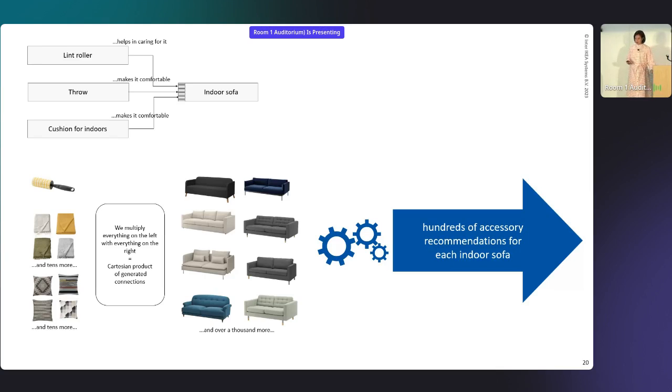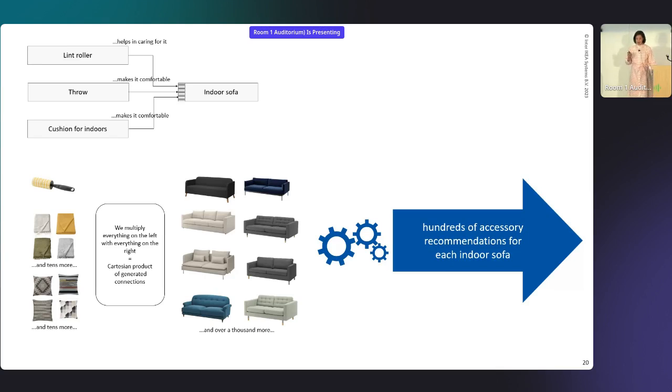We have the accessory rule for throws. There's a few things that go into that because we need to check that the size of the throw is appropriate for the sofa. And then there is also the business rule for the lint roller. And now we're saying that the lint roller helps caring for the indoor sofa, and both throw and cushion for indoor sofa make the sofa more comfortable. And so those are the general rules, they are defined only once through product attributes. And then the actual products on the bottom layer, the data level, are found automatically via these rules.